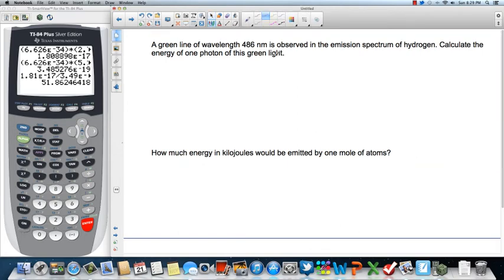What I've got here is a green line, wavelength 486 nanometers, observed in the emission spectrum of hydrogen. Calculate the energy of one photon of this green light. Well, we want the energy of one photon, and we've got a wavelength. So this is like the previous example, except now we've got wavelength. That means we're going to be dealing with E is equal to h times c over lambda this time.